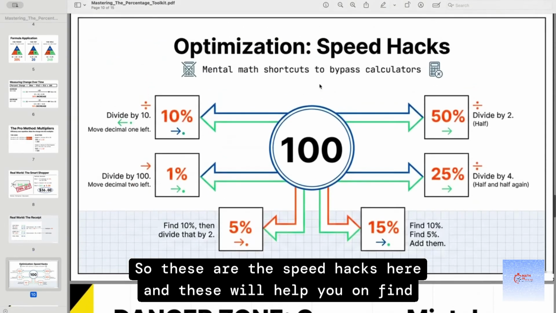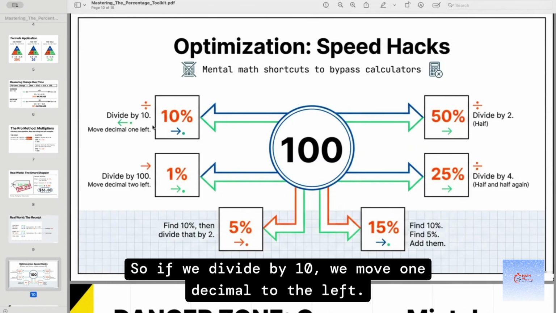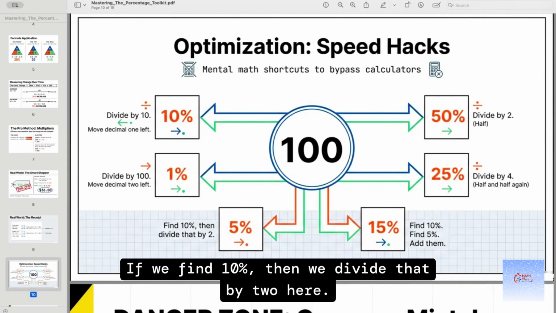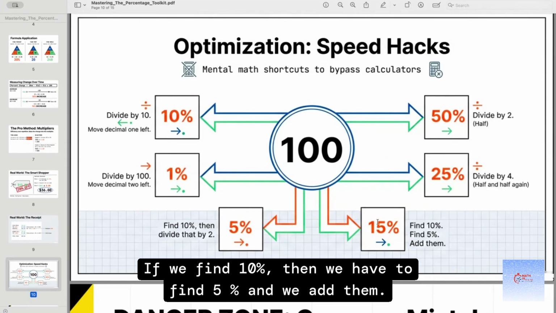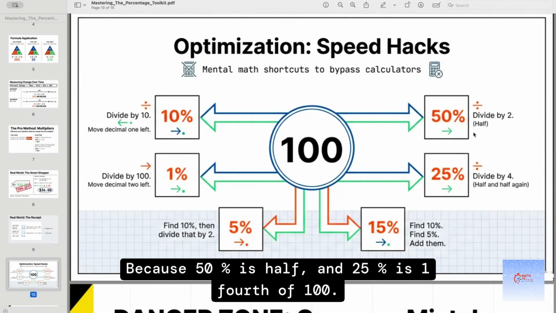So these are the speed hacks here, and these will help you find percentages really fast. If we divide by 10, we move one decimal to the left. If we divide by 100, we move the decimal 2 places to the left. If we find 10%, then we divide that by 2 to get 5%. If we find 10%, then we can find 5% and add them. And if it's 25%, we divide by 4. And if it's 50%, we divide by 2. Because 50% is half and 25% is 1/4 of 100.